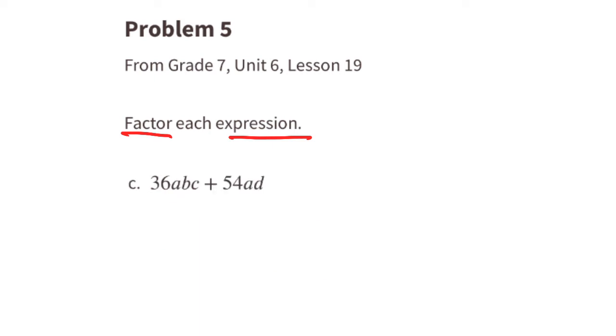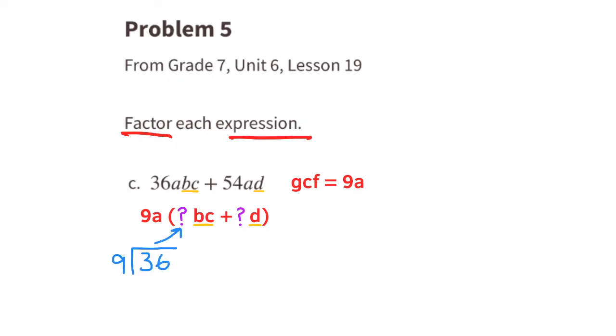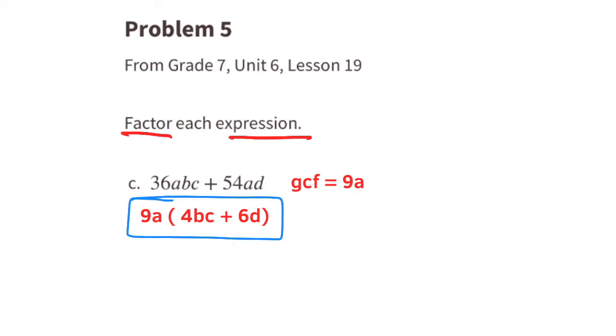C. The greatest common factor is 9 and a. So we can put 9a on the outside of the parentheses. 36 divided by 9 is 4, so we can substitute this question mark with a 4, and we'll bring down the b and the c. 54 divided by 9 equals 6, and we'll bring down the d. Now the factored expression reads 9a times 4bc plus 6d.